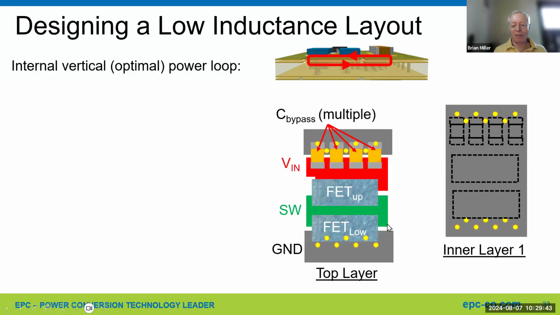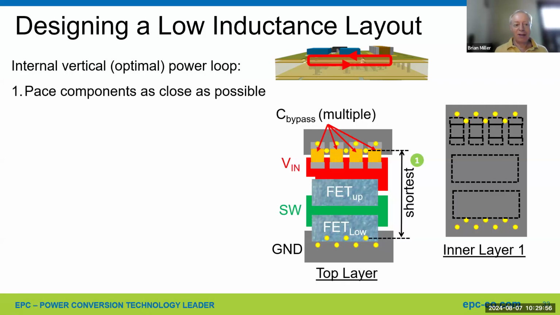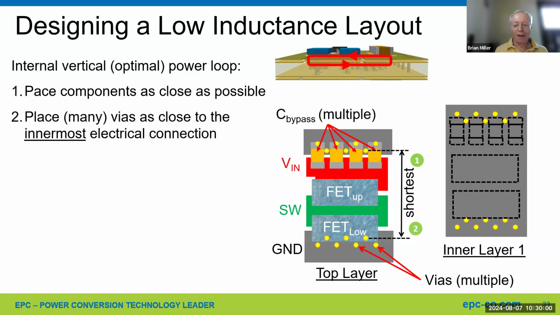Nodes are kind of big, so the planes here can also remove heat. So having a big plane for electrical and thermal conduction is good. So the idea is place the components as close as possible. Place as many vias as you can close to the innermost electrical connection.